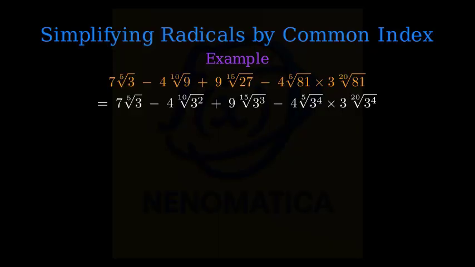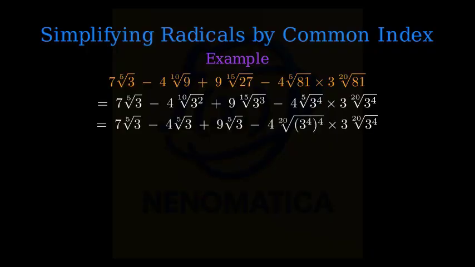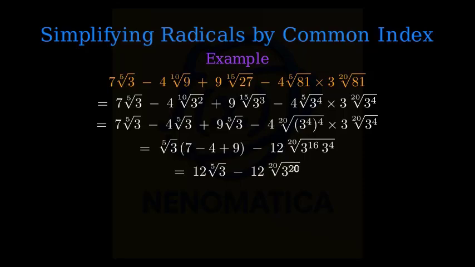For the product with indices 5 and 20, we will convert the 5th root to a 20th root using the least common multiple of 5 and 20. That is, the 5th root of a equals the 20th root of a to the 4th power. Step 3. Simplify the product of the 20th roots. We multiply inside the same radical. 3 to the 16th times 3 to the 4th equals 3 to the 20th. Step 4. The 20th root of 3 to the 20th is simply 3. So the expression becomes 12 times the 5th root of 3 minus 12 times 3, which is minus 36.